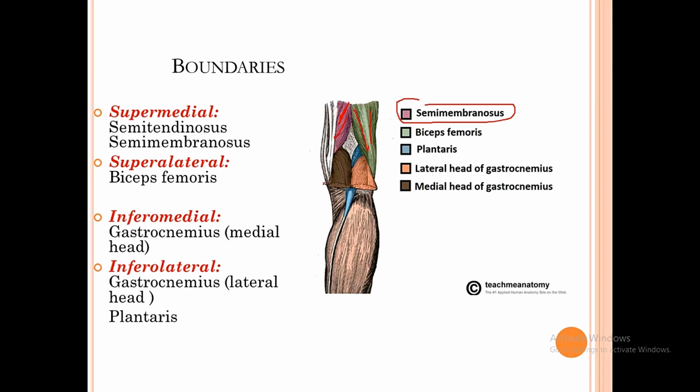Inferomedially, on both the lateral side and the medial side, we have one major muscle, that is gastrocnemius. The lateral side is occupied by the lateral head of gastrocnemius, and the medial side is occupied by the medial head of gastrocnemius. Below the lateral head, there is one more small muscle, or the tendon of a small muscle, that is known as plantaris.